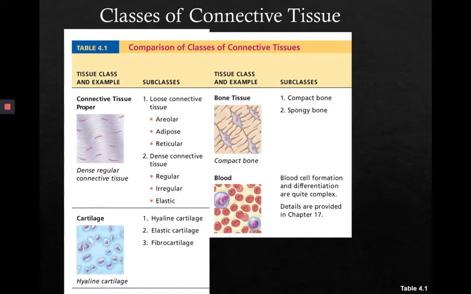and has a different embryonic cell or stem cell from which the blood cells come from than the rest of the connective tissues. So later when I say all connective tissues come from this cell, it's all but blood.